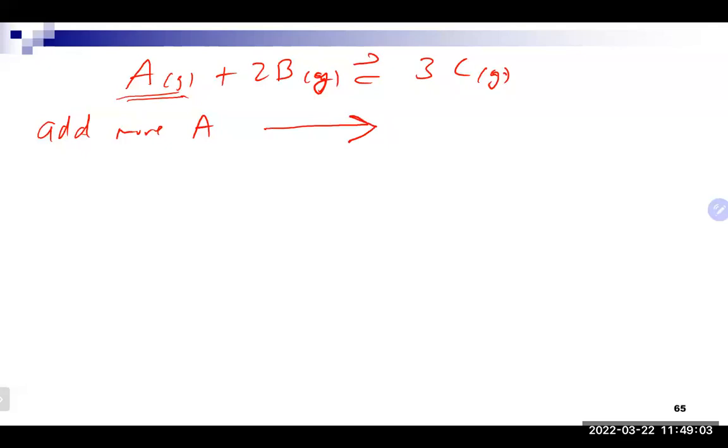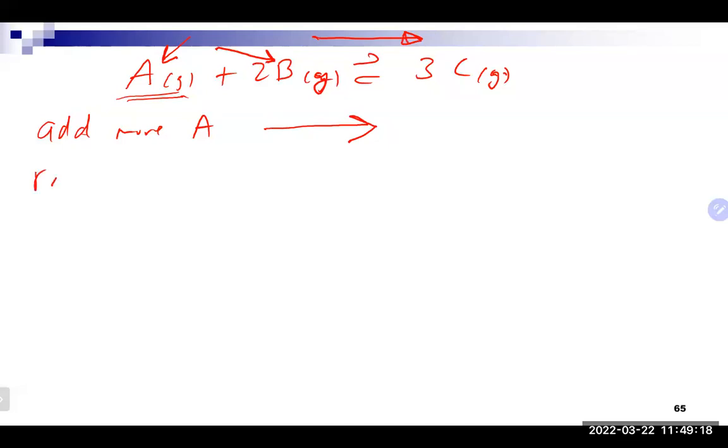Why is it doing that? It's doing that because we now have a lot more A available to react with B. And what that's going to do is basically kick off the forward direction, right? And that is why it's going to start making some products in that particular case.